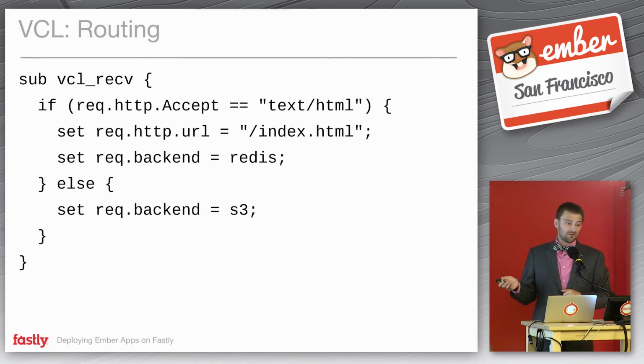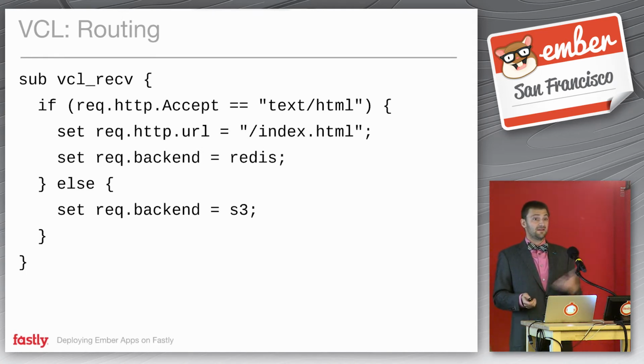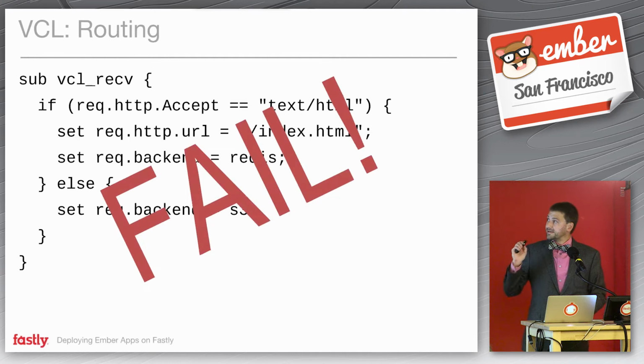The first I thought of was, hey, the accept header. If the person is asking for an HTML document, then I'll serve them index.html. Everything else I'll just forward onto S3 and figure out what the right asset is. They might get a 404 if they ask for something that doesn't exist, but otherwise we're going to serve them the page. Unfortunately, no.